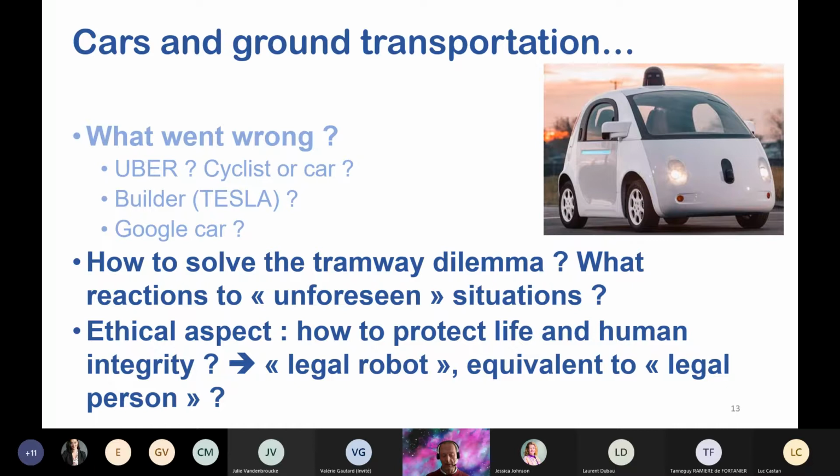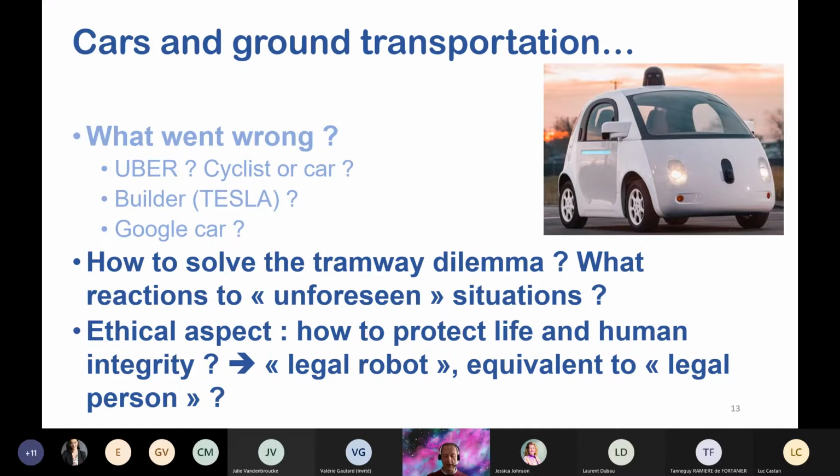In fact, what should be the reactions to unforeseen situations, generally speaking? That reminds me of the autopilot on the Rio-Paris flight Air France 447 in 2010. When the autopilot was lost, it handed over to the pilots who did not understand the situation, and they were unfortunately helpless when the plane crashed.